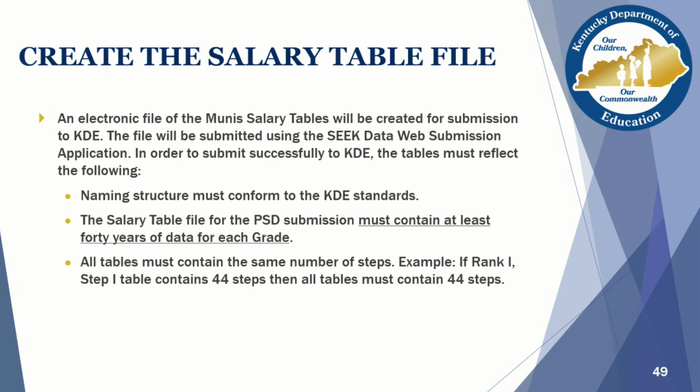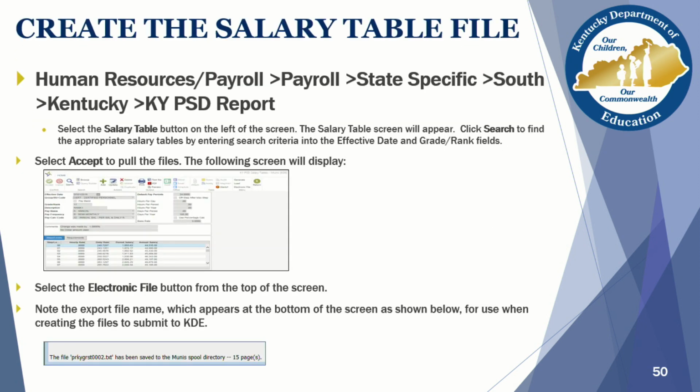So creating the salary table. An electronic file of the MUNIS salary tables is created for submission to KDE. The file will be submitted using the Seek Data Web Submission application, and in order to submit successfully, the tables must reflect the following. The naming structure must conform to KDE standards. The salary table file for the PSD submission must contain at least 40 years of data for each grade, and all tables must contain the same number of steps. An example here is if Rank 1 Step 1 table contains 44 steps, then all tables must contain 44 steps.